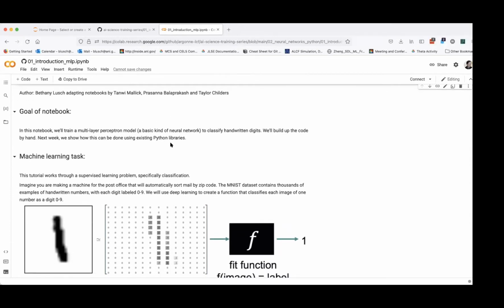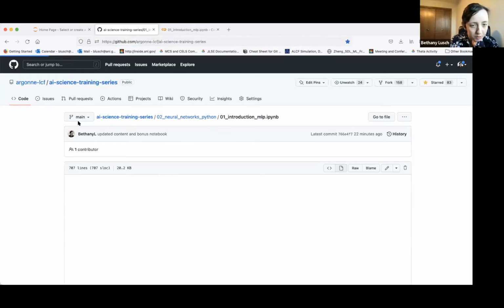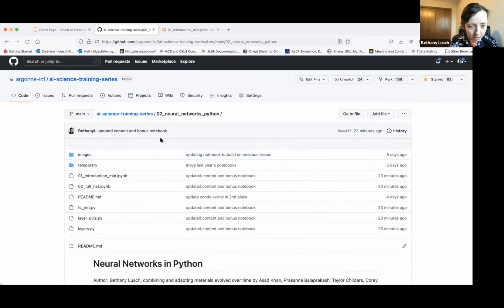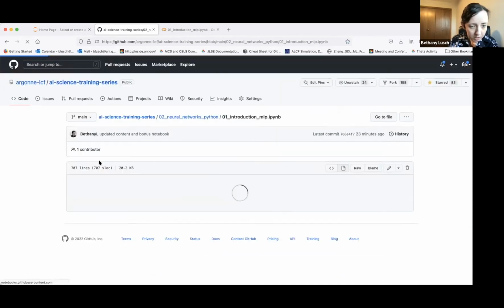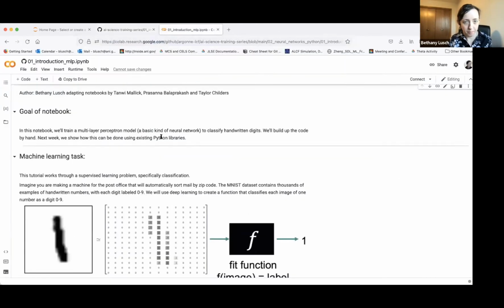A quick question: how do you get to this page, the particular notebook? Okay, we're using this GitHub repo for the whole series. We did 0.0 and 0.1 last week. Now we're on 0.2, neural networks in Python. Then I clicked on the first notebook, 0.1, and I copied the URL over to Google Colab. There was that GitHub tab, and I could paste in the URL and press search, and then it brought up the notebook in Google Colab.